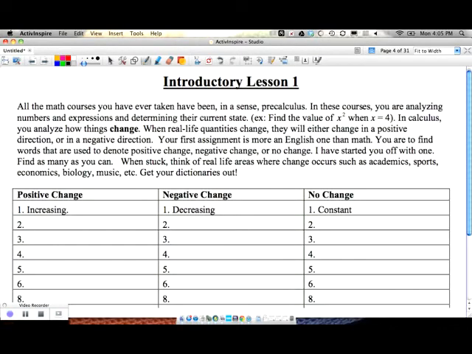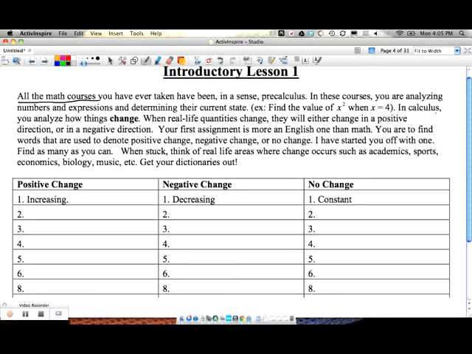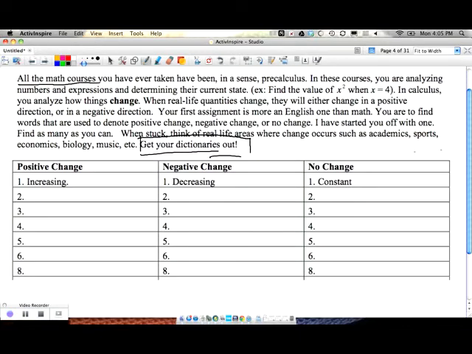Let's see how we can actually reflect on this. Now that you guys have listened to me talk plenty here, you want to think about some ways that you've heard this idea or concept of change described. So this is more of an English than a math type thing, but you can use your brain. You can use dictionaries right here. It says get your dictionaries out. You want to see how many different ways you can describe positive change, negative change, or no change.